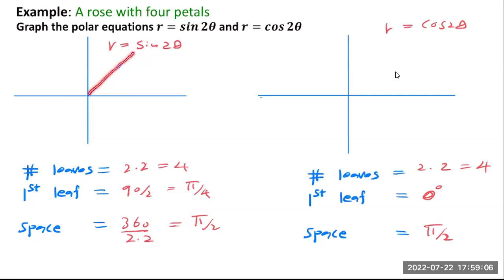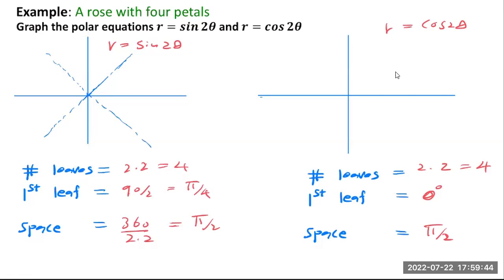Okay, here is the first leaf, and if you go another pi over 4, pardon me, pi over 2, space between two leaves is pi over 2. If you go pi over 2 from here, you will land somewhere here, so you are going to have a leaf there. And if you go another pi over 2 from there, you will have a leaf here, and then another pi over 2, you will have a leaf there. As you can see, you are going to have 4 leaves, as the first line suggests. Okay, so let me draw these lines. This is the second leaf, this is the third leaf, and this is the fourth leaf.